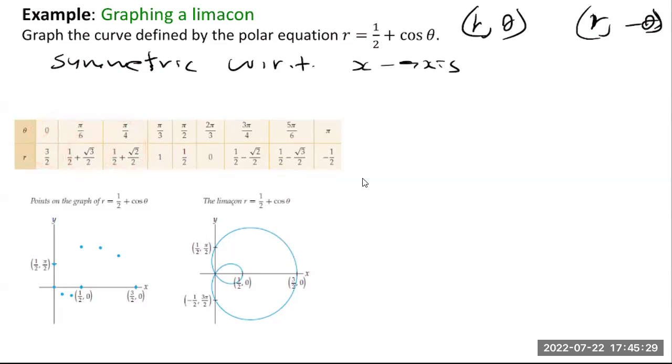Now I can use these coordinate pairs to mark points. If I use those coordinate pairs, I will get a set of points like this. Now I join these points with a smooth curve to get my shape. Since I know that my graph is symmetric with respect to the x-axis, I take the mirror image of this piece. I'll get a shape like this.